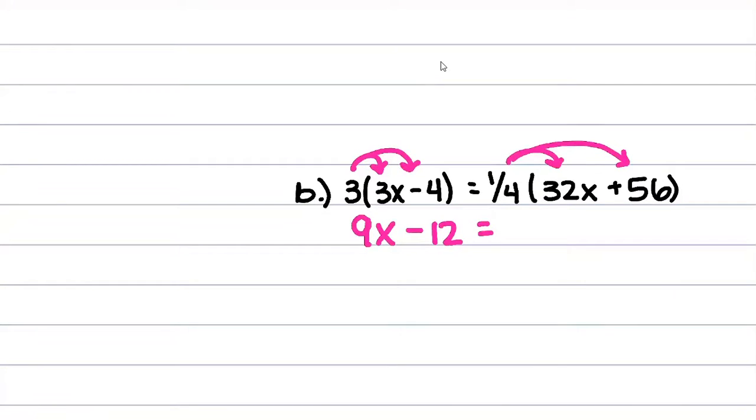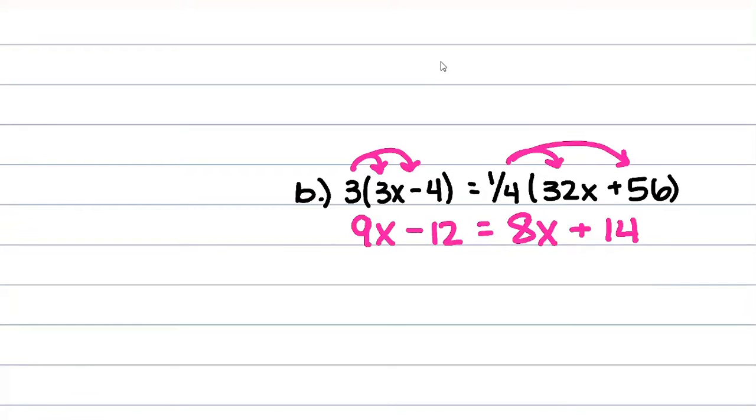The 1/4 times anything is like saying that number that is being multiplied by divided by 4. So 1/4 times 32x is the same thing as 32x divided by 4, which is just 8x. And then we have 1/4 times 56, so it's the same thing as saying 56 divided by 4, which gives us 14.